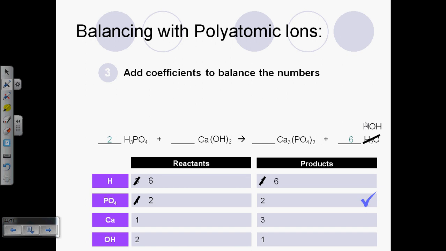Now we want to look at our calcium and our OHs. So here we've got 6 OHs because we put the 6 in front. So over here we're going to have to put a 3 to get 6 OHs on the other side. Now we have 3 calcium, so we go over here and we have 3 calcium, so we would put a 1 for that coefficient, and we now have a balanced equation.